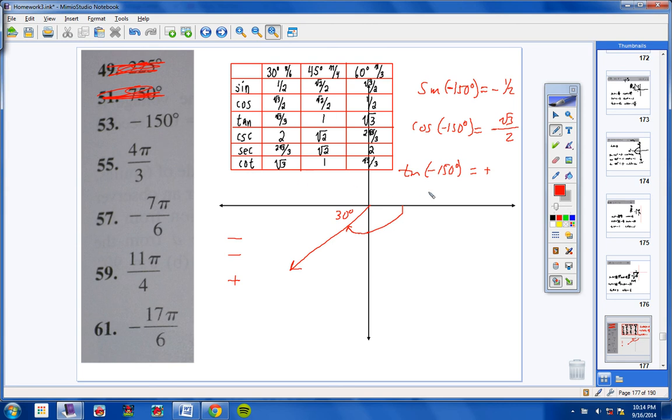So the tangent of negative 150 is the same thing as the tangent of 30, as long as you realize that it's positive. So the tangent of 30 is square root of 3 over 3. And we are moving on to number 55. All right, number 55.